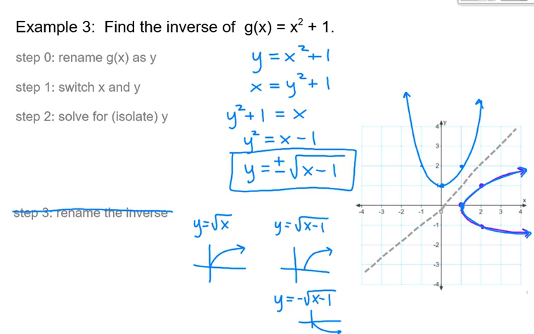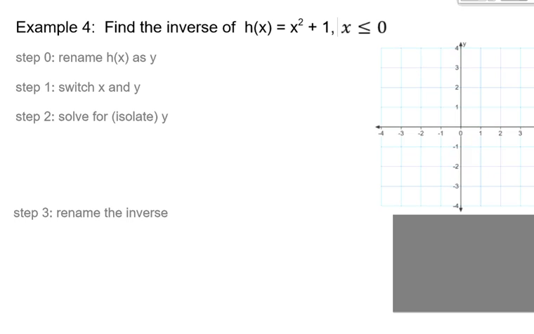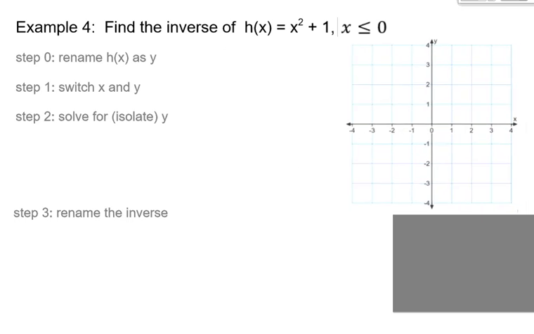Okay, let's look at example number 4. Find the inverse of h of x equals x squared plus 1, which is the same function we were looking at in example number 3. However, there's this extra part. X is less than or equal to 0. So we have a domain restriction. We're only looking at part of the parabola, the part where the x values are less than or equal to 0. So that means we actually have just half of the parabola.